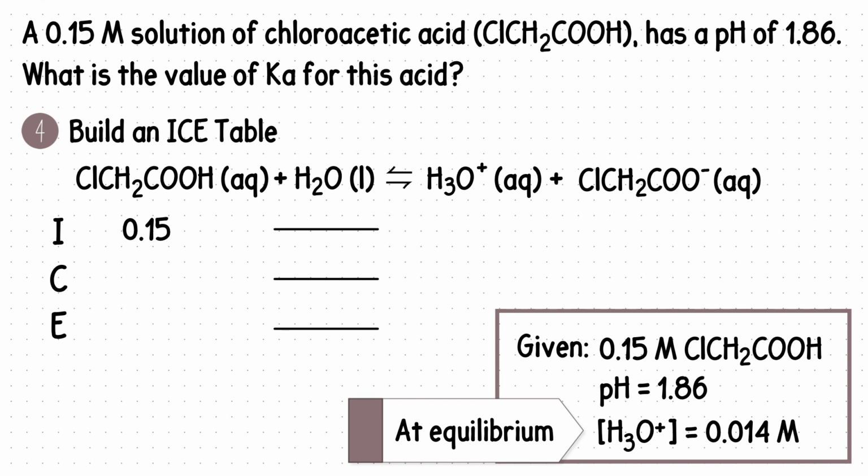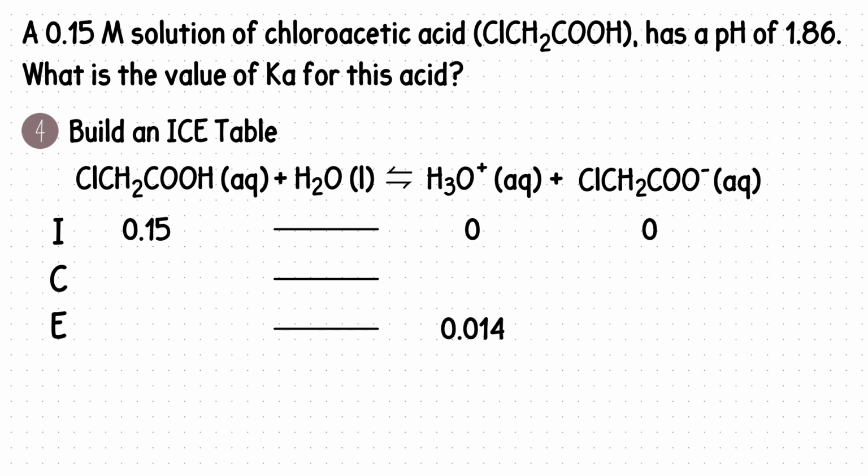Since we were not given the concentrations of our products, we will label this as 0 for both. And this value will go in row E for equilibrium. Our change is minus X for the reactant and plus X for our products. Adding rows I and C, we get row E. Notice we already have the value of X. X is equal to 0.014. We can now plug in this value for each X.